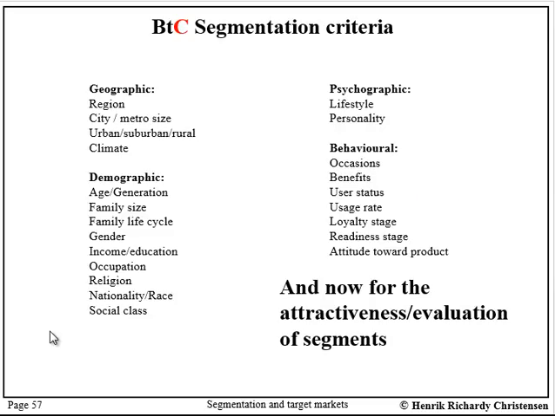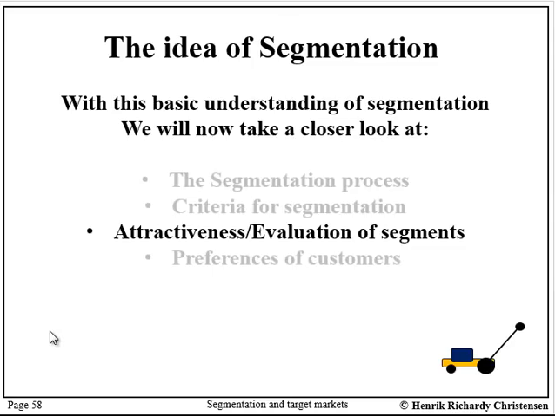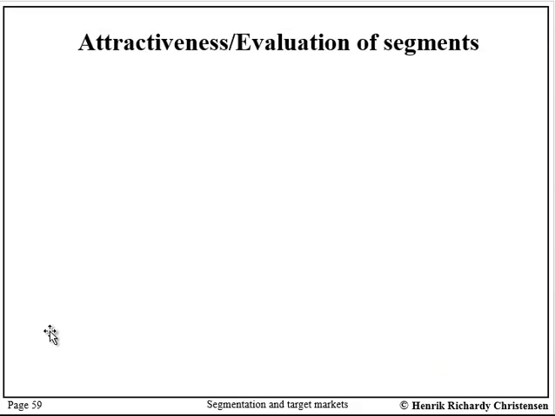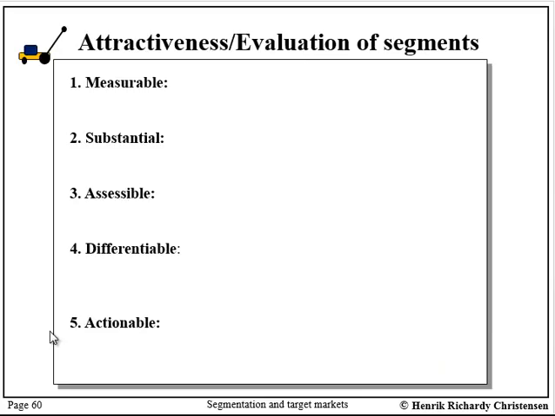And now let's take a closer look at the attractiveness, or how do we evaluate the segments. So attractiveness, evaluation of segments. In order to evaluate segments, we have those 5 boxes here that we can take a closer look at. You know these from before when we saw the first process of segmentation. We have measurable, substantial, accessible, differentiable, and actionable. Let's take these one at a time.